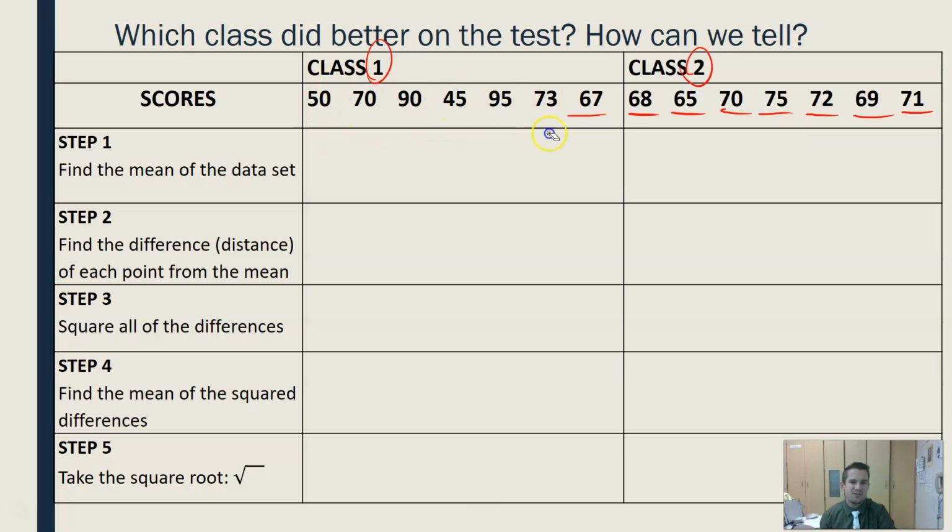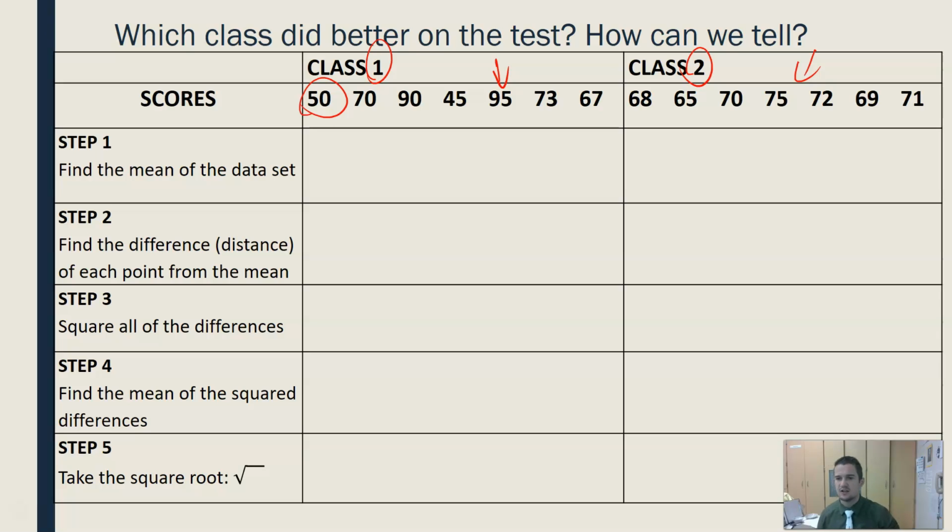Right off the bat, kind of think to yourself, who do you think did better on the test? Well, right off the bat in my brain, I see, wow, someone got a 95% in class number 1. No one got nearly that high in class number 2. But also in class number 1, someone had a score of 50%. That's pretty low. No one in class 2 got quite that low, so how do we determine who did better?